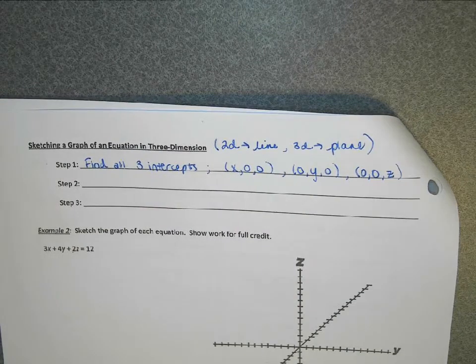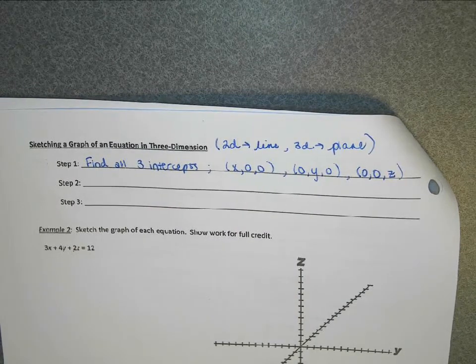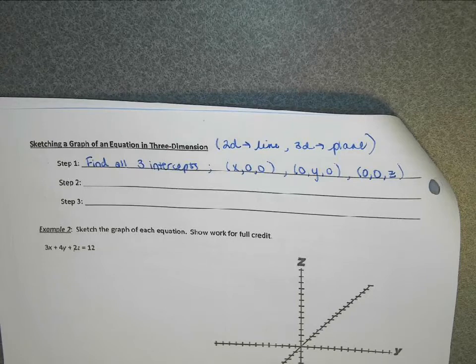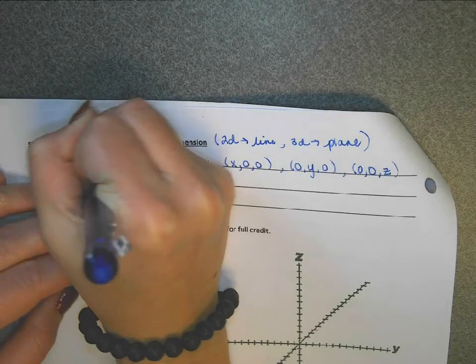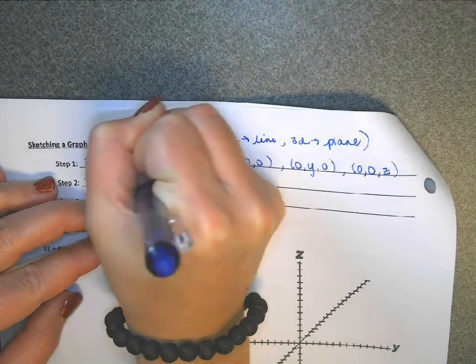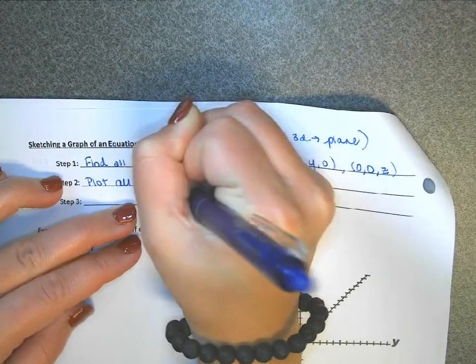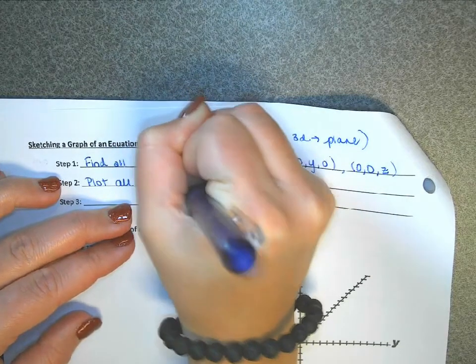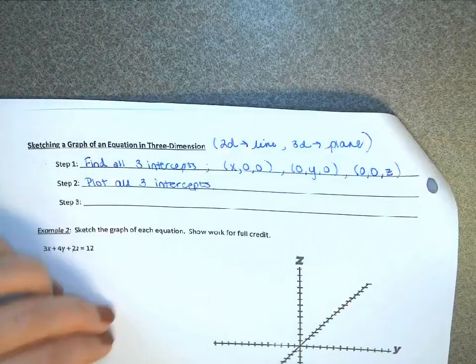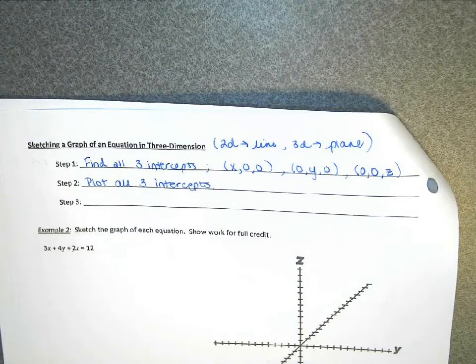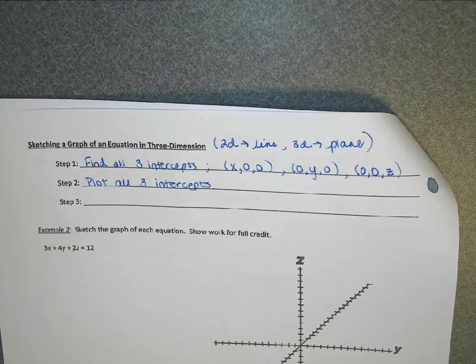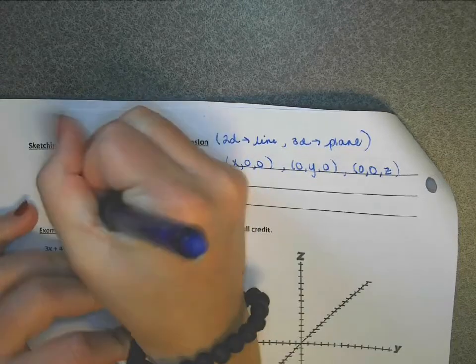Okay. Step 2 is to plot the intercepts. Now, plotting intercepts is actually easy because you don't have to draw a box or anything. You just go right to that axis and plot the 1 point on the axis. Okay, so plot all 3 intercepts. Step 3 will be to connect all 3 intercepts to see the plane.